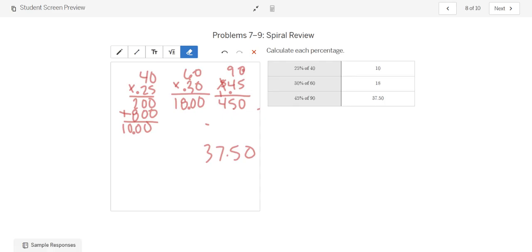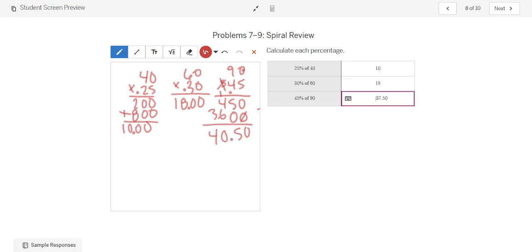Oh, how did I mess this one up? Okay, let's do this one again. Eraser. Here we go, pen. 450 is definitely true, but 4 times 9, I've got to put a placeholder. 4 times 0 is 0. 4 times 9 is 36. I totally messed that one up. 40, 50. And right there we go.